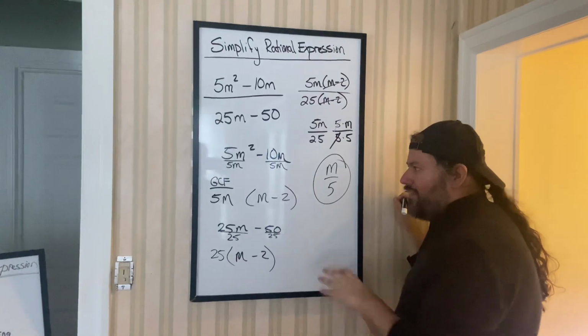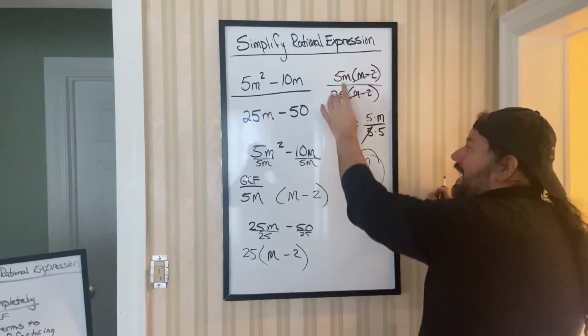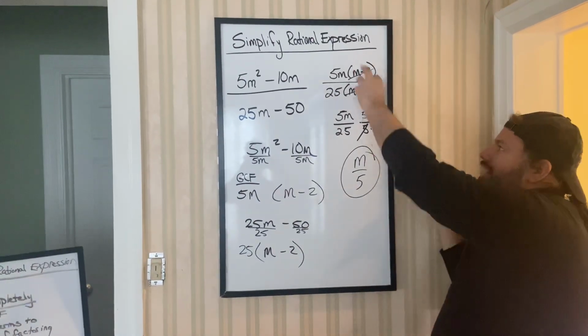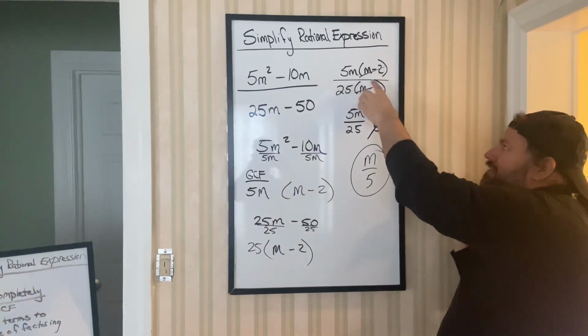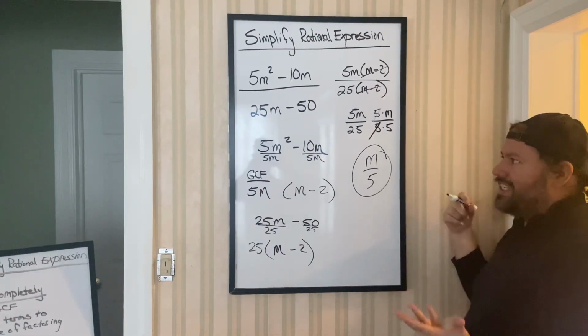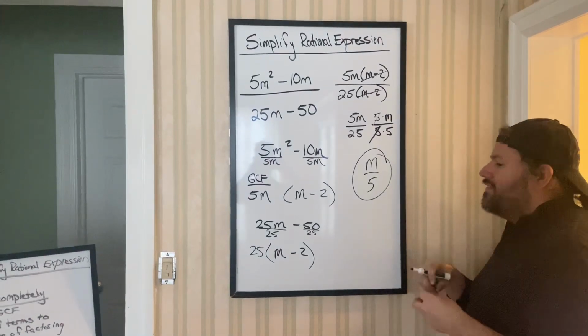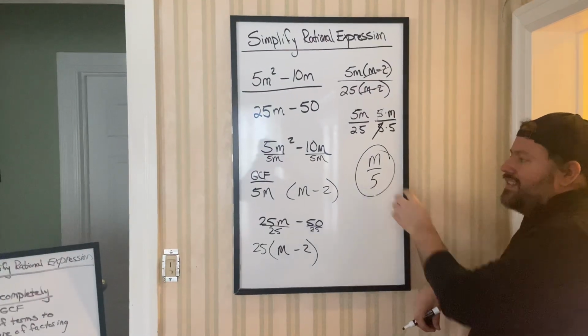So be careful when you have GCFs. If the GCFs don't match exactly, you can break them down a little bit further. When you have binomials, you do not break them down. Okay? You have to see if they match exactly. If they do, they cancel out. If they don't, you have to keep the binomials. But monomial GCFs can break down. So this is our final answer.